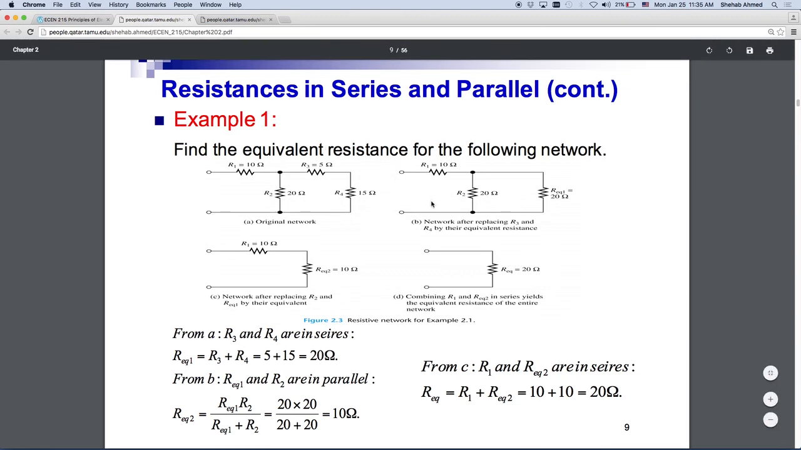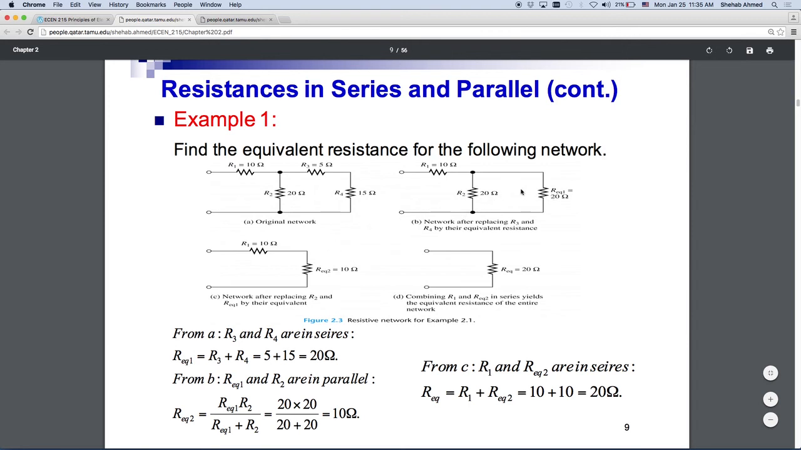But another way to do it is, if I know 1 amp is coming in, and I want to know what current is flowing into this branch or this branch, assuming they were different values. Here it's easy because they're the same value. If they were different values, how would you approach it?